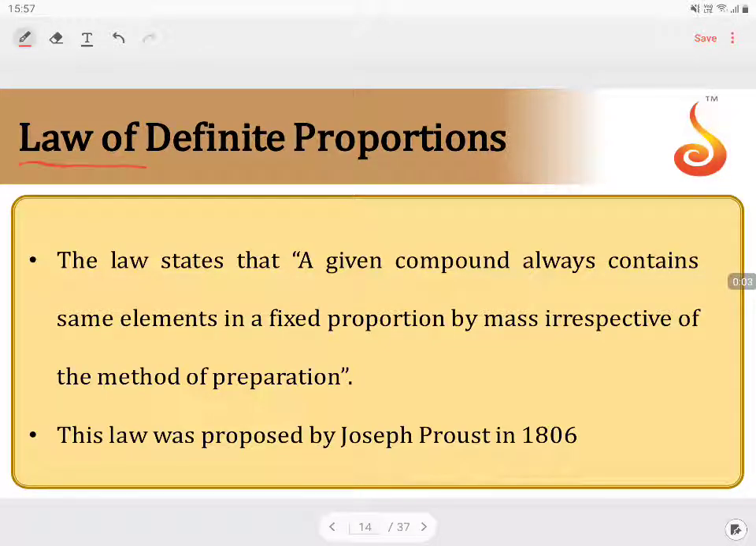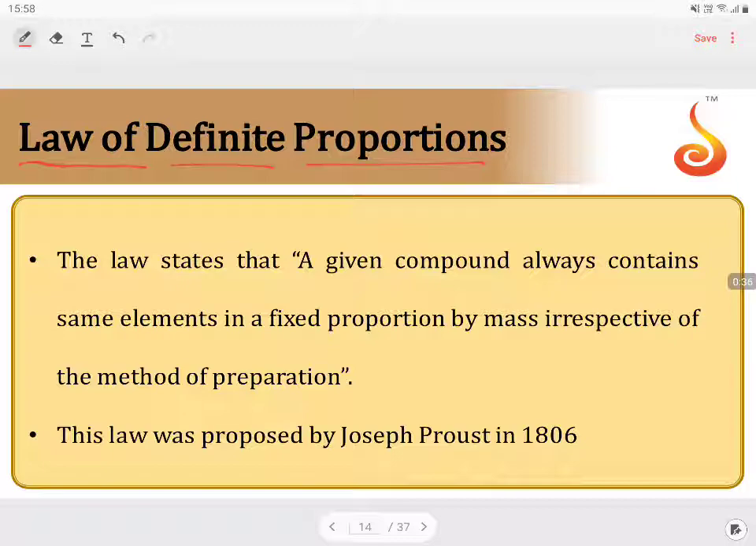Law of definite proportions. A very important law which was proposed after the law of conservation of mass. It gives you information about the ratio of combination of masses of elements, the ratio in which elements combine with each other, which made it very easy for scientists to balance chemical equations and frame chemical reactions. This was the law behind all these things. Let us see what the law states.